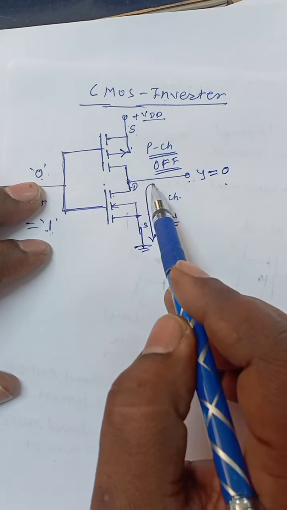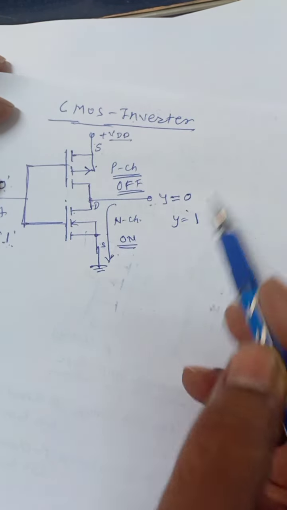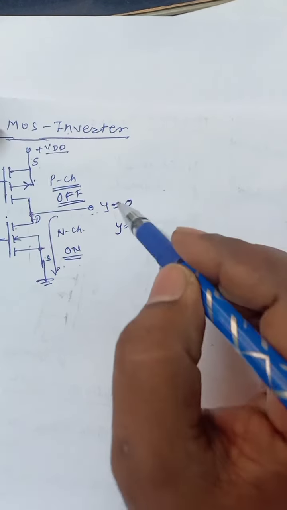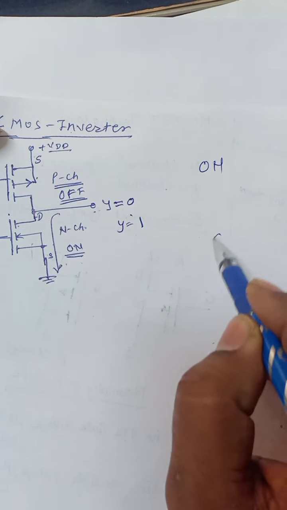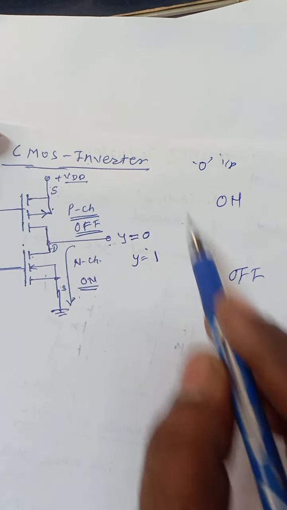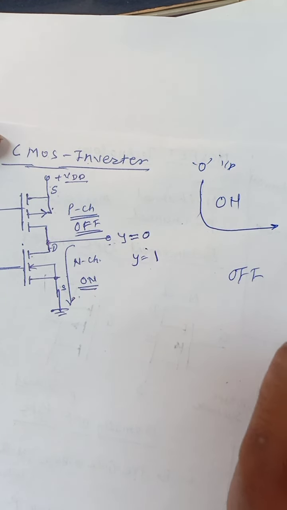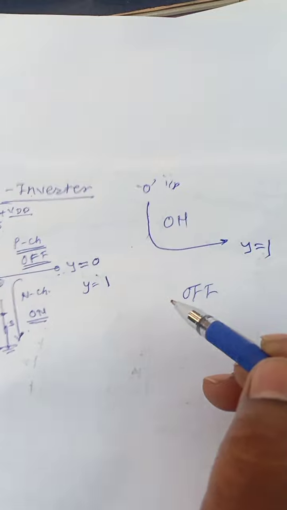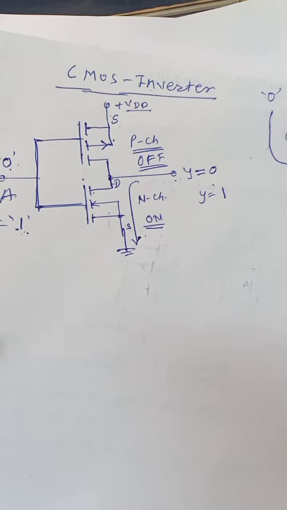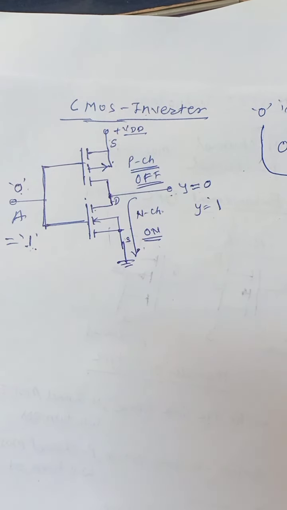So for A equal to 1, it sinks the current, and for A equal to 0, it sources the current, because whatever current flows through it flows out. So the upper will turn on and the lower will turn off for 0 input, and the current flows out, so you will get Y equal to 1. This condition is for A equal to 0 and this one is for A equal to 1. So this is a CMOS inverter.